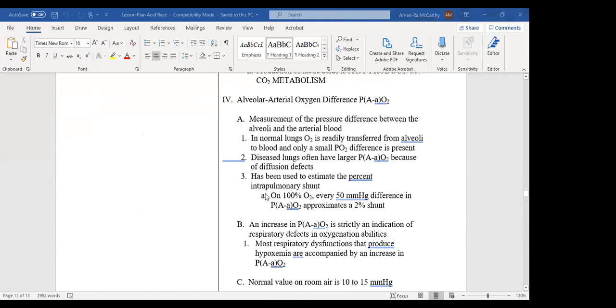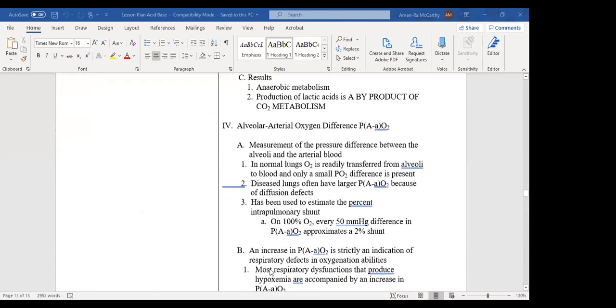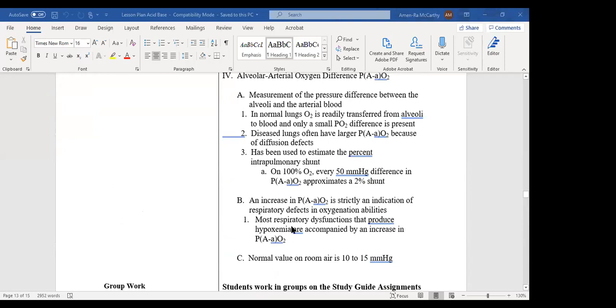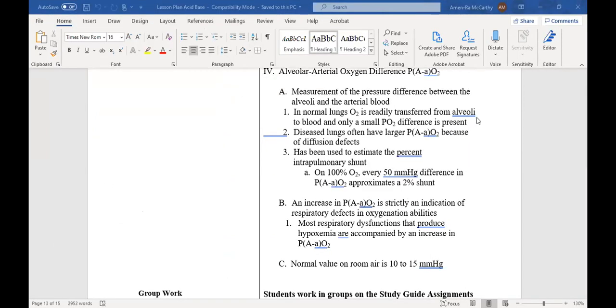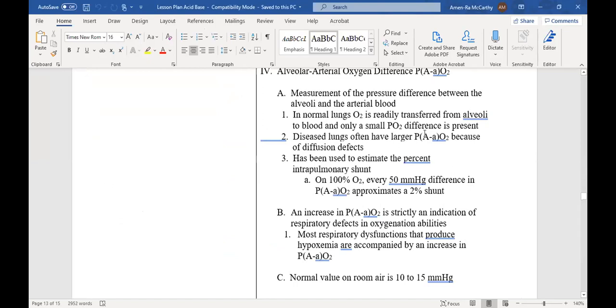All right, so here goes the Aa gradient right here. Alveolar arterial oxygen difference. Okay. What's that saying? It's just simply saying that it's the measurement of the pressure difference between the alveoli and the arterial blood. That's what the Aa gradient is, or the Aa difference is. Okay.